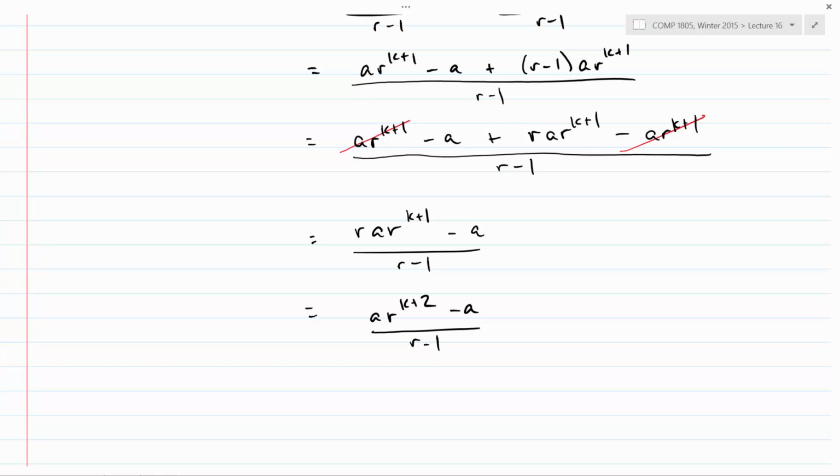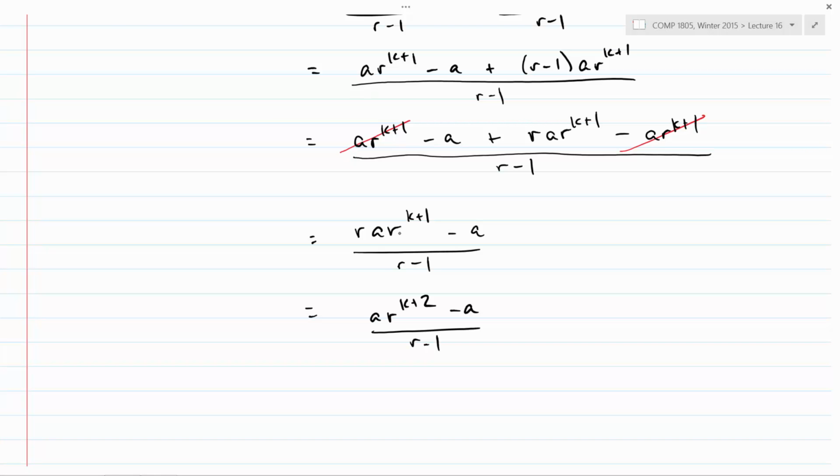Questions about this one? Yeah? This k plus 2? Yeah, so we have r times r to the k plus 1. So the exponent of the second r increases by 1 and the first one disappears.